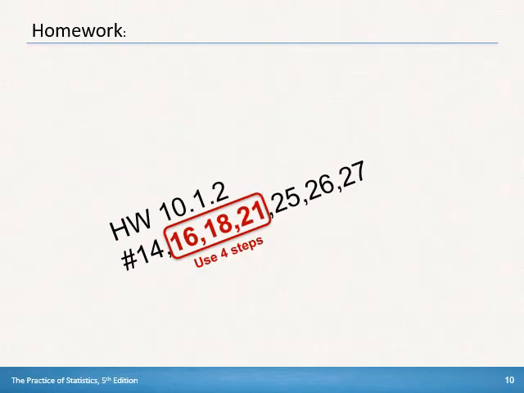All right, so we have our homework. We have some 4-steppers in there. Problems 16, 18, and 21 are 4-step problems. So make sure that when you're doing this homework assignment, you're including 4 steps for those 3 problems. And this homework is due next class.